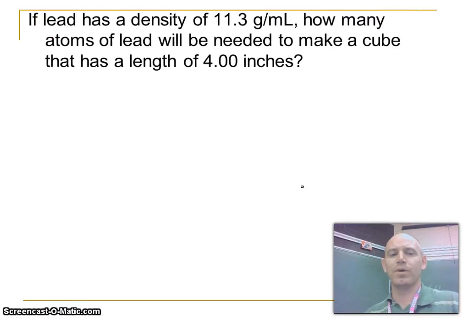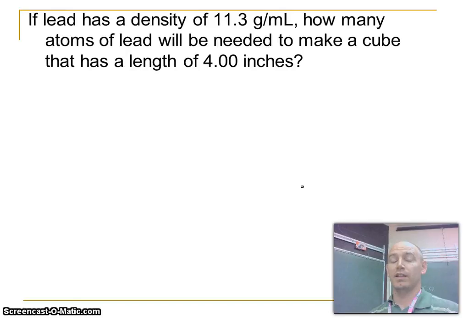All right, last one. This is a little bit more challenging one. If lead has a density of 11.3 grams per milliliter, how many atoms of lead will be needed to make a cube that is a length of 4 inches? Lead is indeed an element, so atom would be the appropriate representative particle.